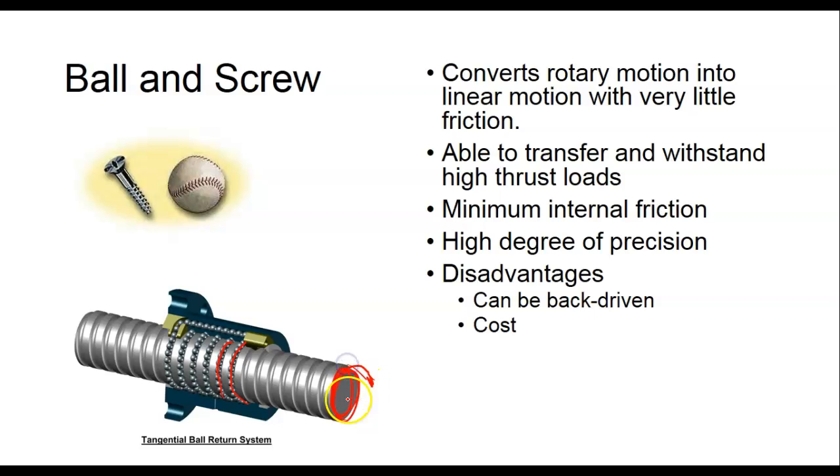If I'm spinning this direction, it would cause this part to turn in this direction, which would cause the balls to go this way, which would cause whatever's attached to this carriage to go that way. Notice that when the balls come off on this one side, this side picks them up, feeds them back around and drops them back in, no matter which direction it's going. So the balls inside are constantly rotating. It converts rotary motion into linear motion with very little friction, and is able to transfer and withstand high torque loads. Minimum internal friction, high degree of efficiency.